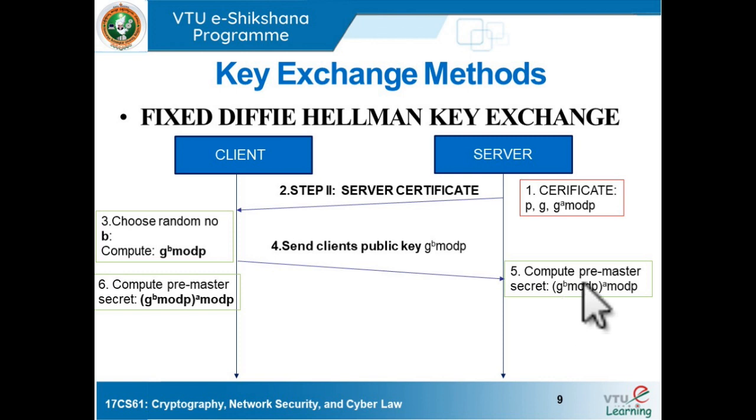Once the server receives the public key of the client, it can proceed with the computation of the pre-master secret. As we already know in Diffie-Hellman, it uses the public key of the client, that is G raised to B mod P, raised to A mod P. Here G is the generator, G raised to B is the public key of the client, raised to the private key of the server, mod P. P is the prime number.